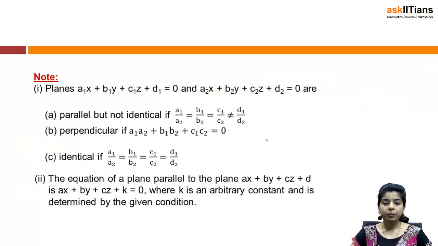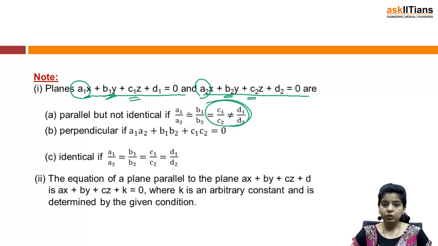Okay, we have certain important points. Planes a1x plus b1y plus c1z plus d1 is 0 and a2x plus b2y plus c2z plus d2 is 0 are parallel but not identical if a1 by a2 is b1 by b2 is c1 by c2 is not equal to d1 by d2. Perpendicular if a1 a2 plus b1 b2 plus c1 c2 is 0, and identical if this entire ratio is equal, that is a1 by a2 is equal to b1 by b2 is equal to c1 by c2 is equal to d1 by d2.